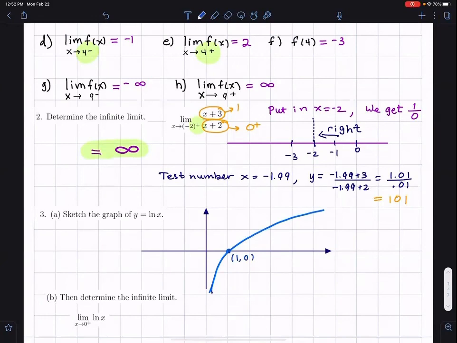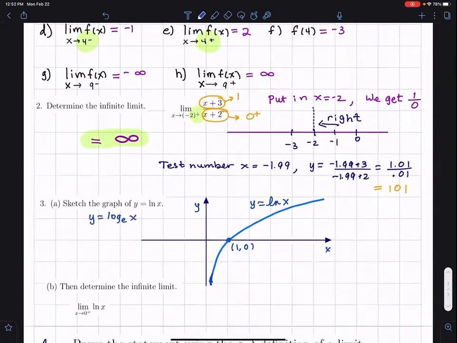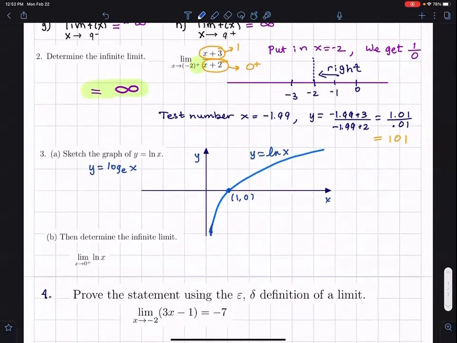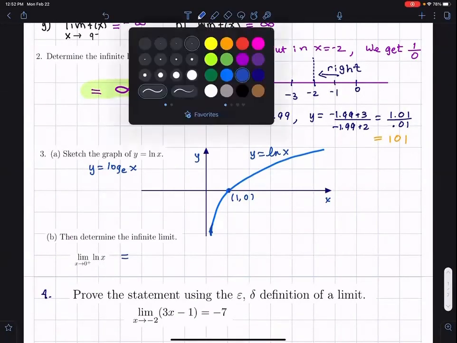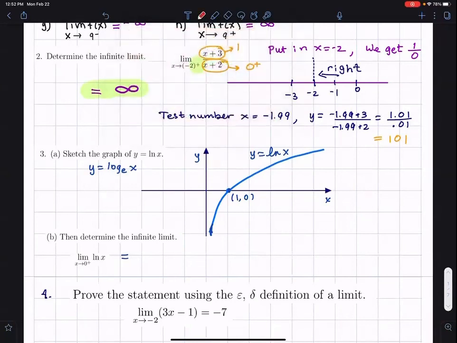It'll have that same vertical asymptote. And in fact, that's what we're looking at, really, this vertical asymptote. But if you recall, y equals ln x means y equals log base e of x. Okay, and then the limit as x approaches 0 from the right is an infinite limit. It's not a true limit, as it says, it's an infinite limit.